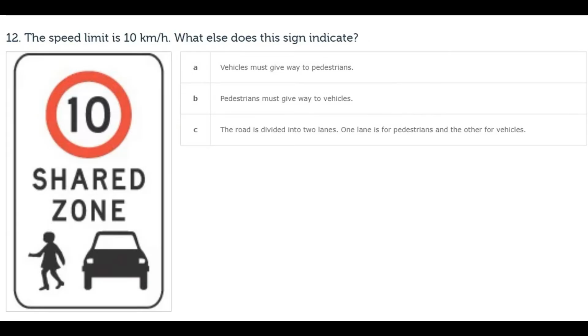Question 12. The speed limit is 10 km per hour. What else does this sign indicate? A. Vehicles must give way to pedestrians. B. Pedestrians must give way to vehicles. C. The road is divided into two lanes, one lane for pedestrians and the other for vehicles.